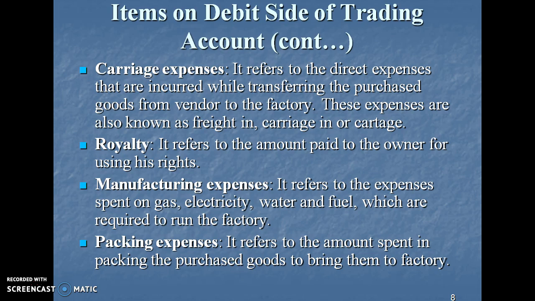Items on the debit side of trading account. Carriage expenses. It refers to the direct expenses that are incurred while transferring the purchased goods from vendor to the factory. These expenses are also known as freight in, carriage or cartage. Royalty. It refers to the amount paid to the owner for using his rights. Manufacturing expenses. It refers to the expenses spent on gas, electricity, water, fuel which are required to run the factory. Packing expenses. It refers to the amount spent in packing the purchased goods to bring them to the factory.